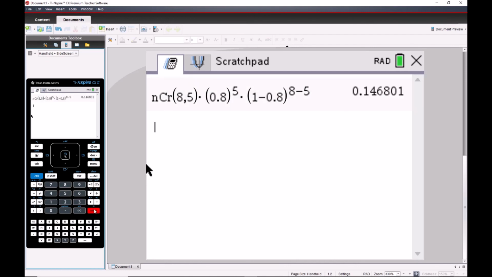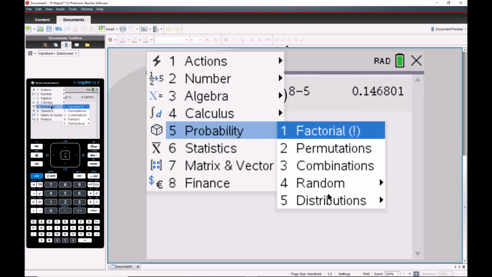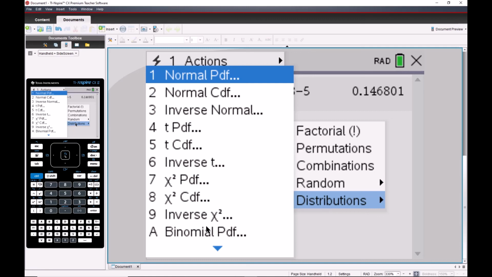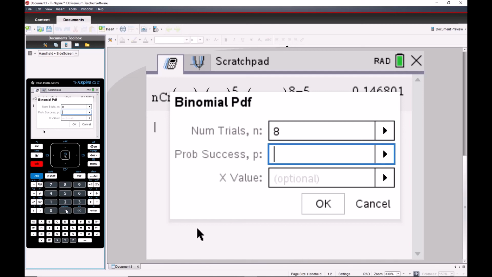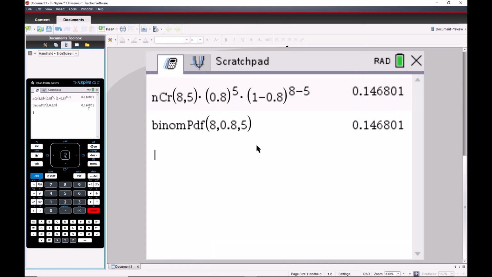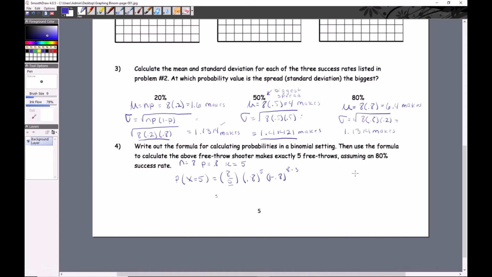It's always a good thing to check it by doing a regular binomial PDF. So menu, probability, distributions, binomial PDF. All right, that's 8. Probability of success is 0.8. And x is going to be 5. And let's see if it's the same. Ah, it is. So good formula. So 0.1468 will wrap up our notes.